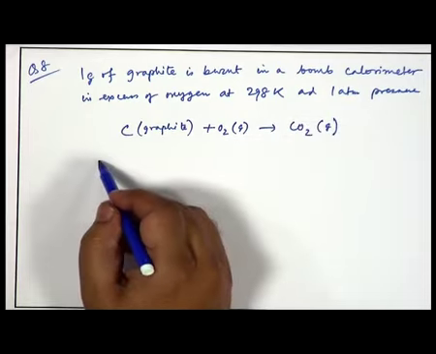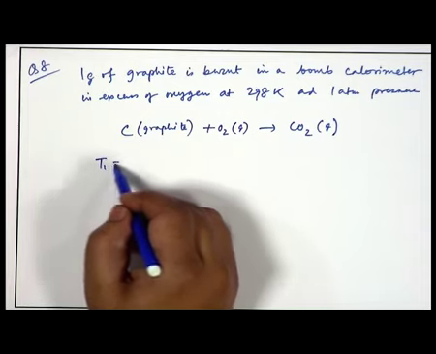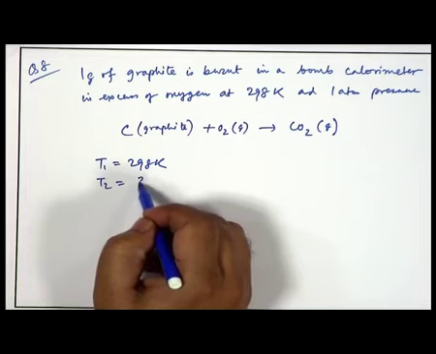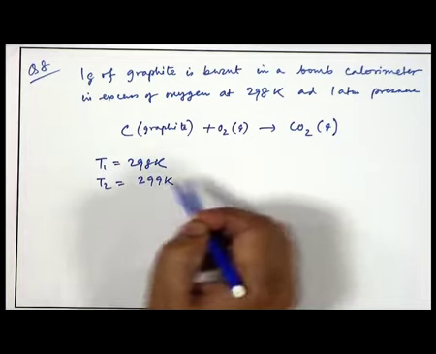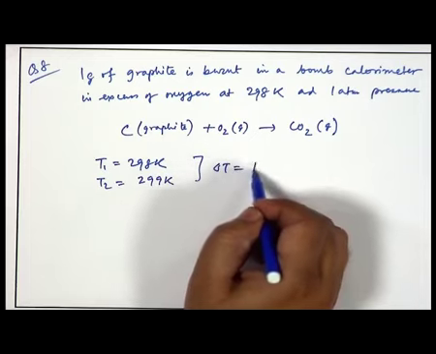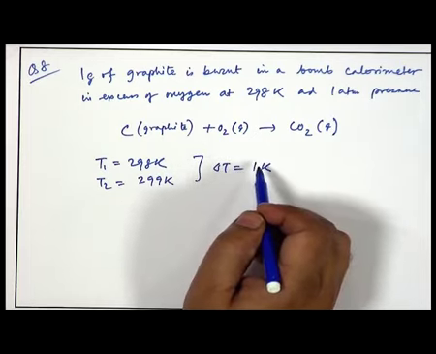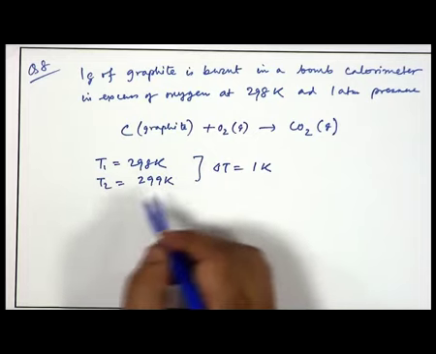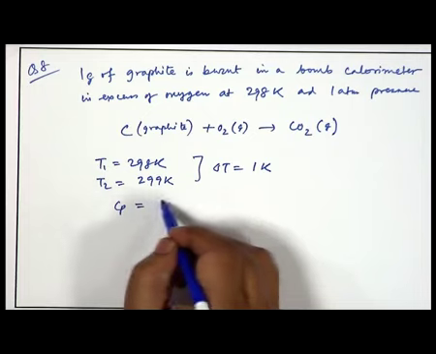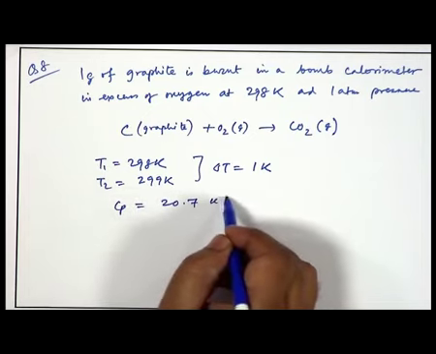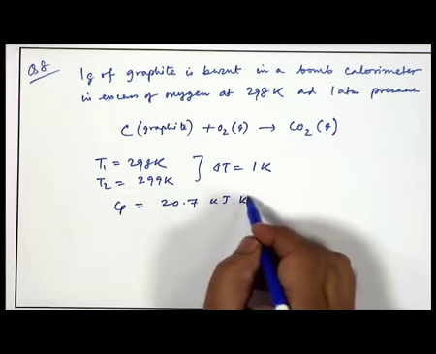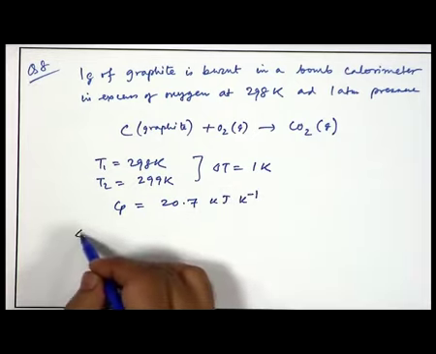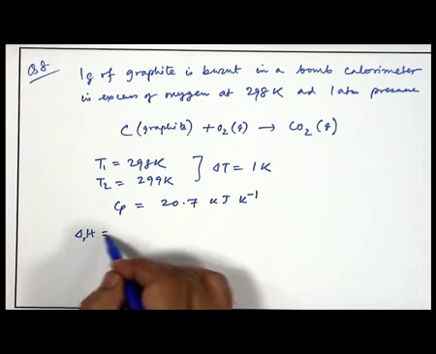During the experiment the temperature goes from T1 = 298 K to T2 = 299 K, which means delta T is 1 K, and the heat capacity is given at constant pressure. So, heat capacity Cp is given as 20.7 kilojoule per Kelvin. So, what is the delta H value for this reaction?